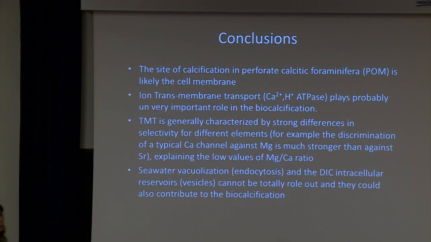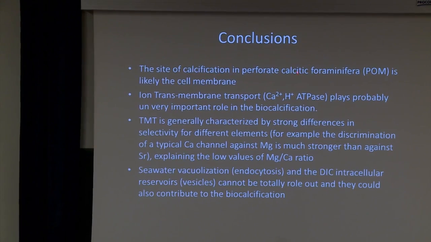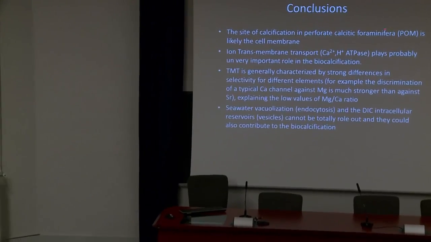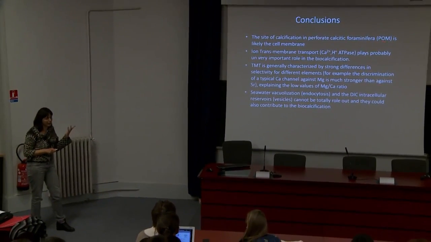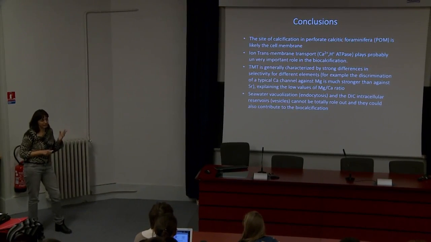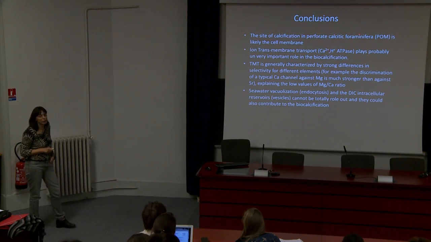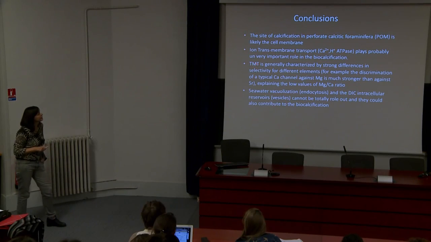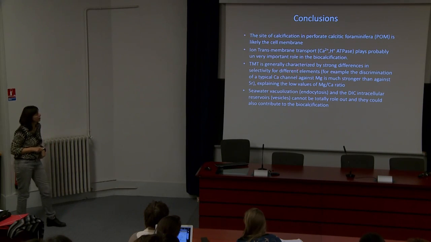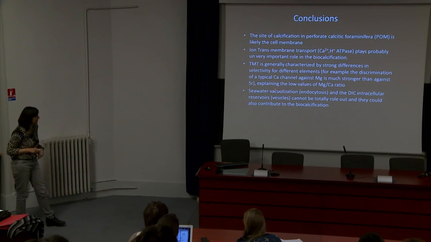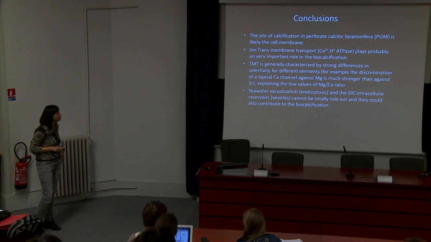So for conclusion, the site of calcification in perforate calcitic foraminifera, the primary organic membrane, I think we can call it primary organic membrane, is likely the cell membrane itself. Ion transmembrane transport probably plays a very important role in the biocalcification of this foraminifera. Transmembrane transport is generally characterized by strong differences in selectivity for different elements. For example, the discrimination of a typical calcium channel against magnesium is much stronger than against strontium, probably explaining the low values of magnesium-calcium ratio in this foraminifera.